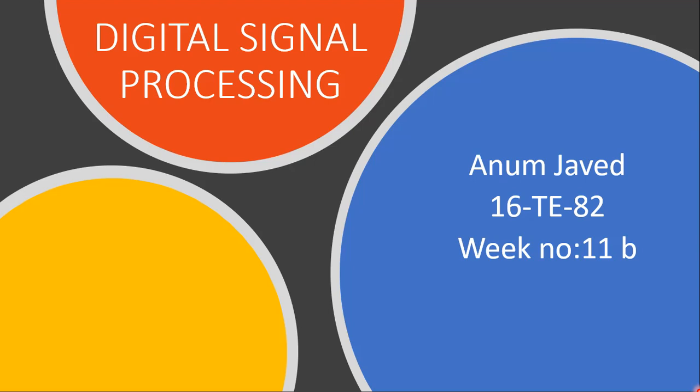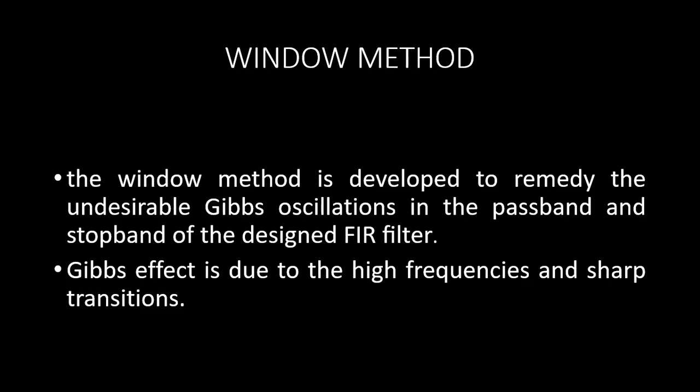Welcome to the lecture of digital signal processing. In today's lecture we will discuss the window method. The window method is applied when there are sharp transitions due to the high frequency. This phenomenon is known as Gibbs oscillation. As it is written here, the first point is that the window method is developed to remedy the undesirable Gibbs oscillations in the pass band and stop band of the designed FIR filters. The second point is that the Gibbs effect is due to the high frequencies and sharp transitions.